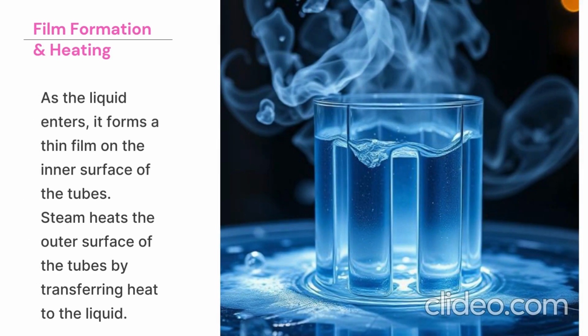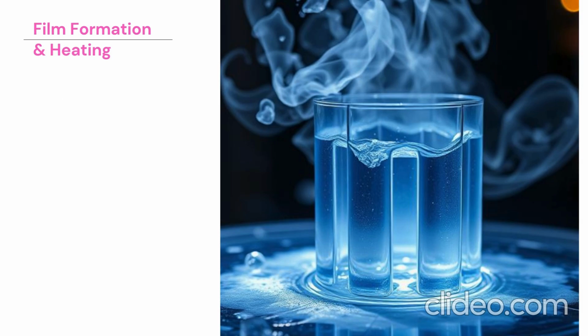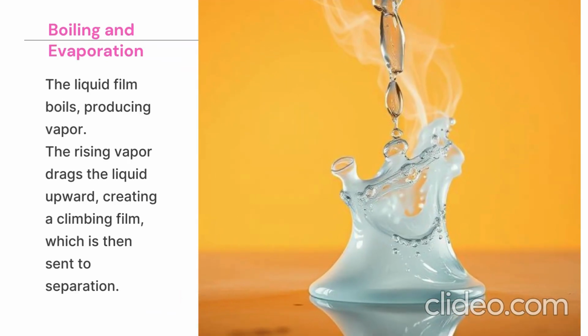And the next thing is film formation. As the liquid enters, it forms a thin film on the inner surface of the tubes. Steam heats the outer surface of the tubes, transferring the heat to the liquid. Boiling and evaporation. The liquid film boils, producing vapor. The rising vapor drags the liquid in an upward direction, creating a climbing film, which is then sent to the separation chamber.